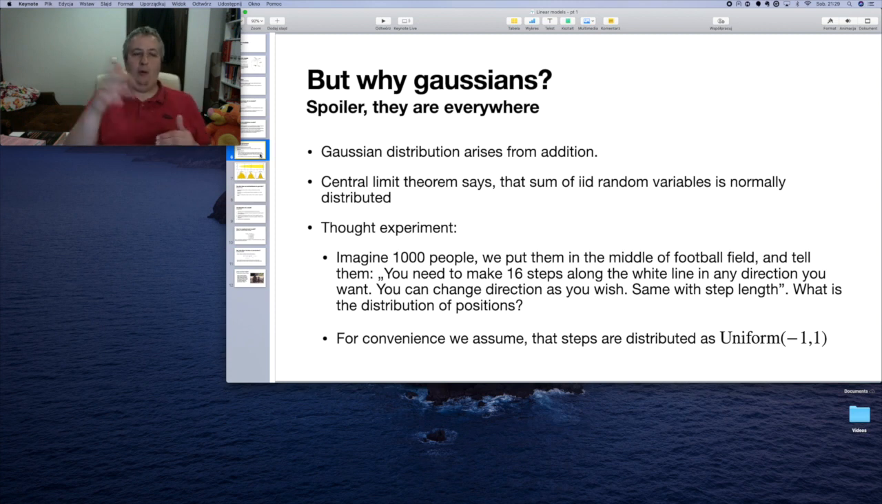You can go one direction, you can go the other direction, but stay on the line and do 16 steps. And then we record that person's position at each of the steps, and of course the final position. So we are interested in what the distribution of the positions is. For convenience of modeling, we can assume that this movement is uniform.